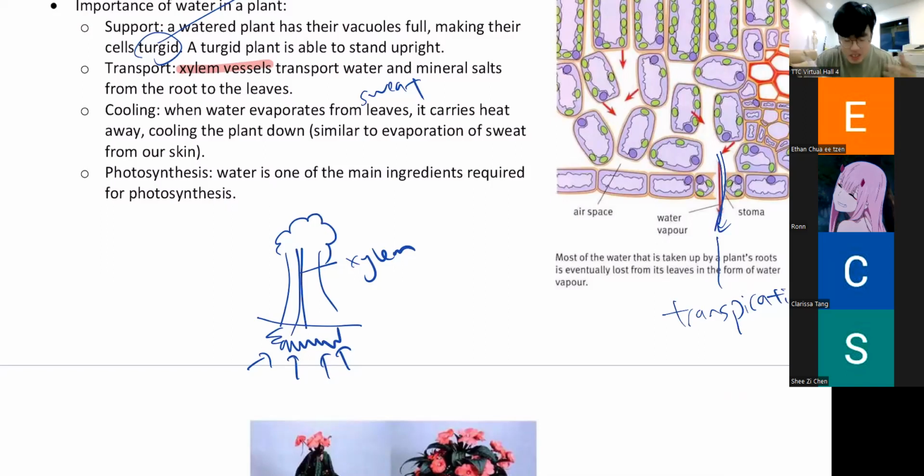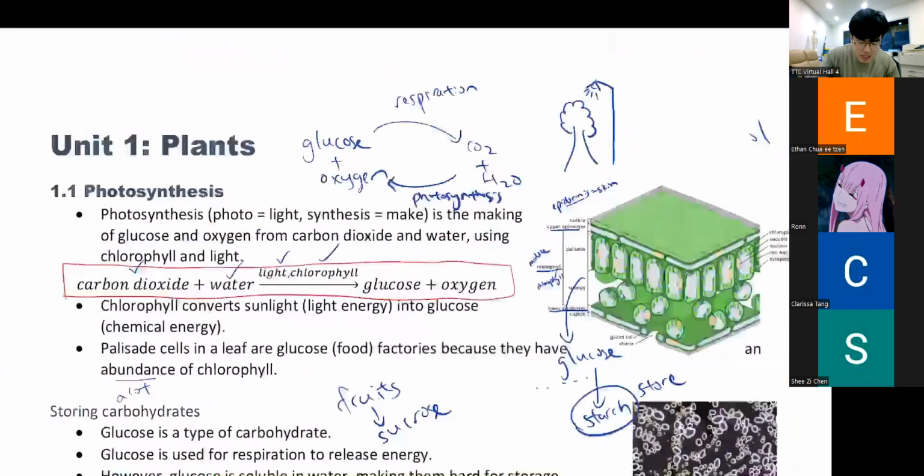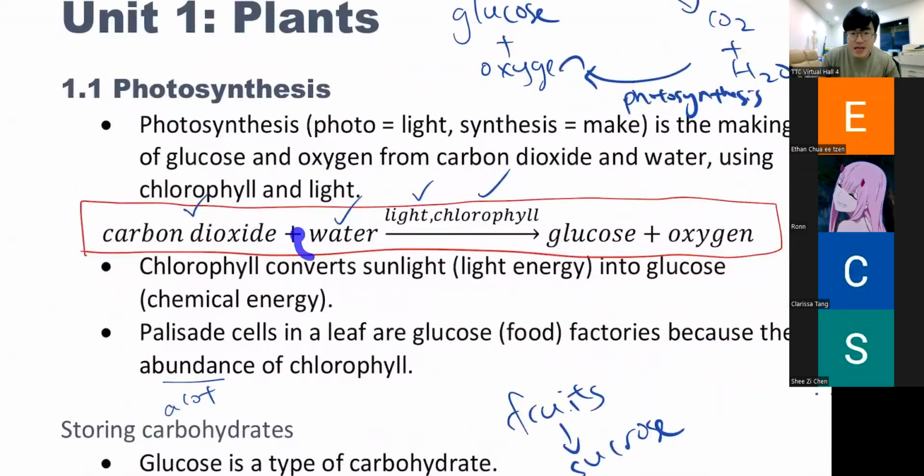When you have trees, your surrounding becomes cool, right? Because they lose water to the surrounding. So when the surrounding has water, your surrounding gets cool. Have you ever wondered why, if you stand among trees in the afternoon, you feel not so hot? Because of the water vapor. So it's for cooling. Next, photosynthesis. Water is one of the main ingredients required for photosynthesis. If you look back at your photosynthesis, you need water, right? If you have water, then you will have photosynthesis.